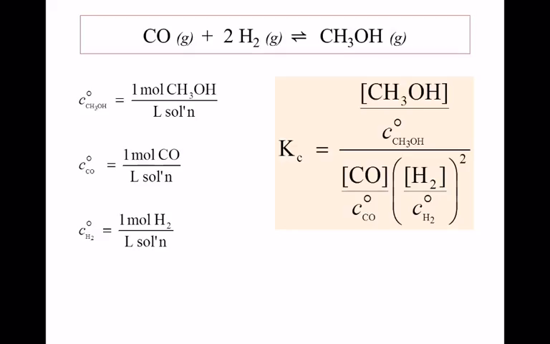We could do the same thing down here. Of course, the stoichiometric coefficient in front of H2 is 2. So in the equilibrium constant expression, we're going to raise that molar concentration to the 2nd power. And here again, we can remove the units by introducing a standard 1 mole H2 per liter fraction. The moles per liter cancel, and we're left with it unitless.